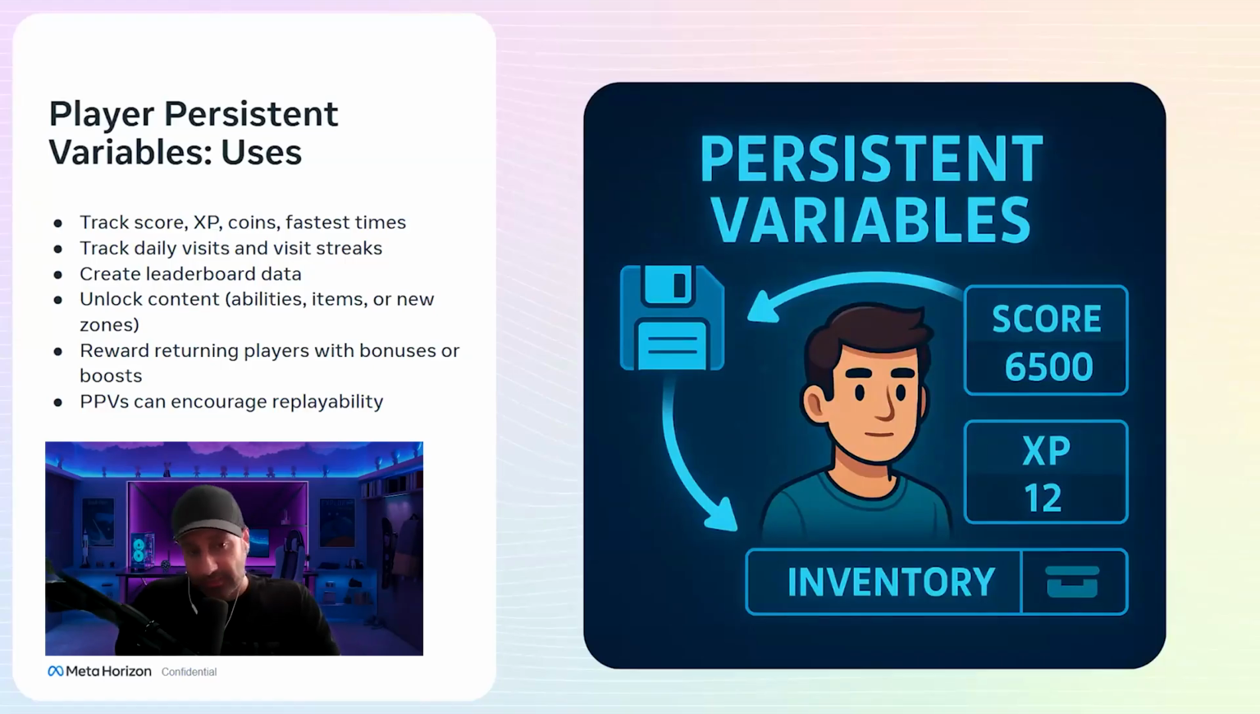You can save variables, and we'll get into different things you can save. But just some examples for here. You can track their score, some XP, coins, fastest times if you have a racing game. You can also create leaderboard data with these PPVs where you can track daily visits, how many times your players have entered or visited your world. You can do visit streaks. You can also use it to unlock content. If you have different abilities or items that they can unlock, this will keep track of everything they have unlocked, or have not unlocked yet. You can also use it to reward your players for returning, giving them bonuses.